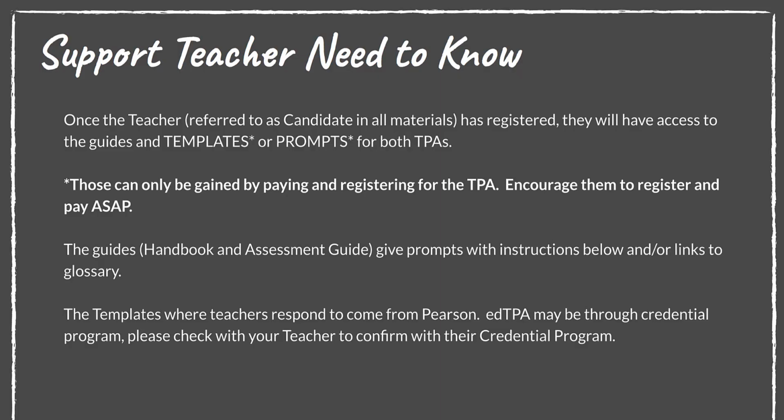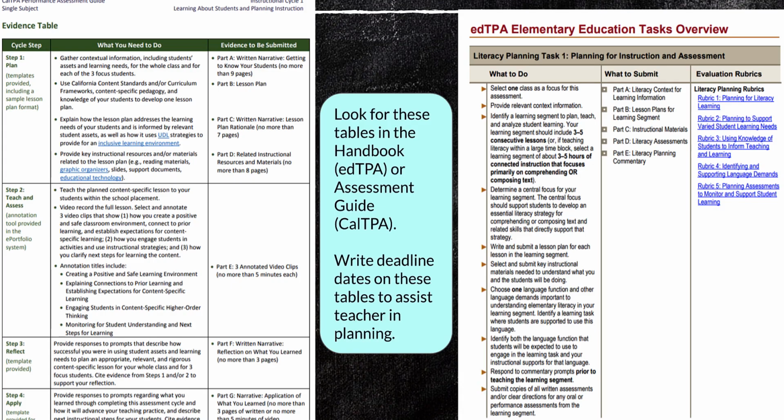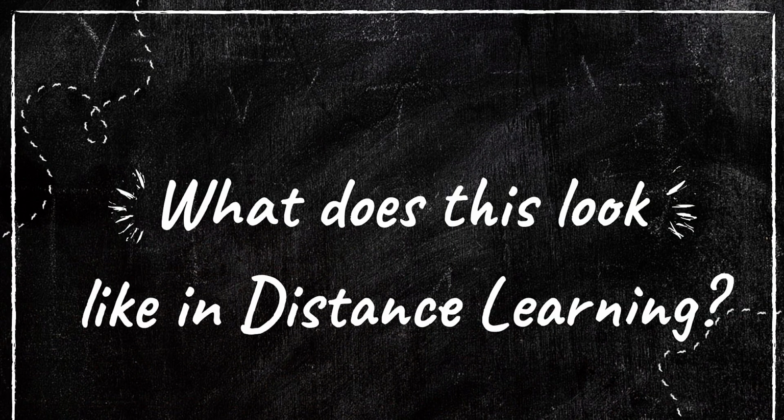What the support teacher needs to know is that once registered, your mentee will have access to handbooks that have these guides or templates. The candidate will use these to complete their TPA. These are examples from both the Cal TPA and the EdTPA. It shows what the candidate needs to do, what to submit, and what rubrics are involved in each of the tasks. So what does this look like in distance learning, teaching in a virtual learning environment?